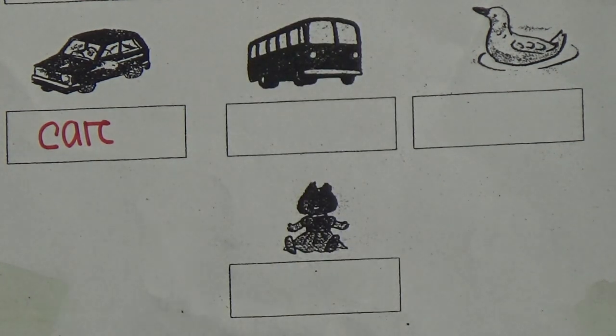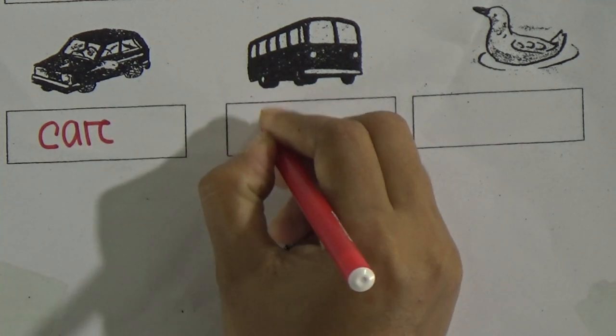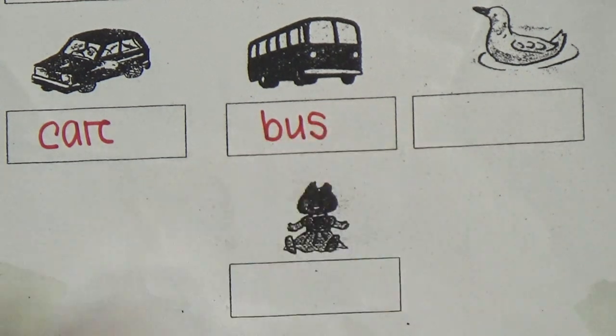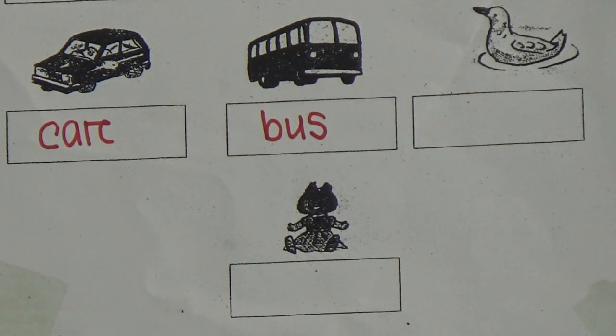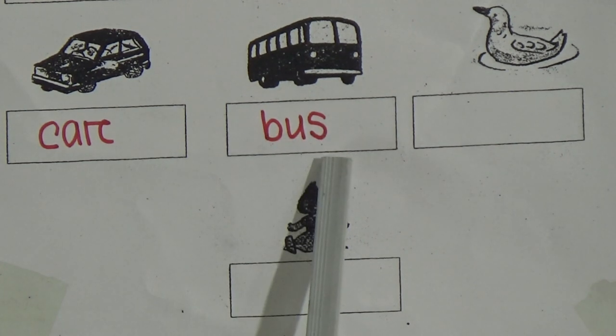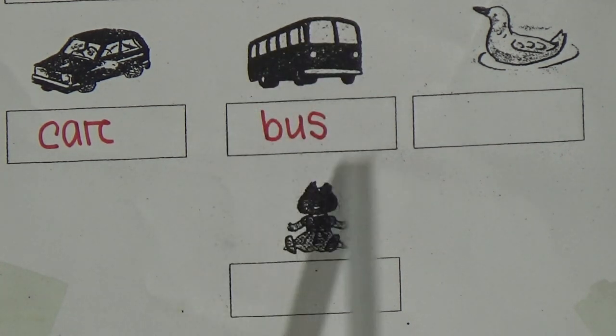Next, this is the picture of another transport. Can you say what is this? Okay, this is the picture of a bus. And the spelling is B-U-S, bus. Again, say with me, B-U-S, bus. So this is the picture of a bus.